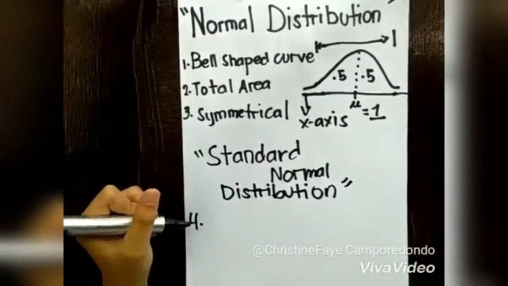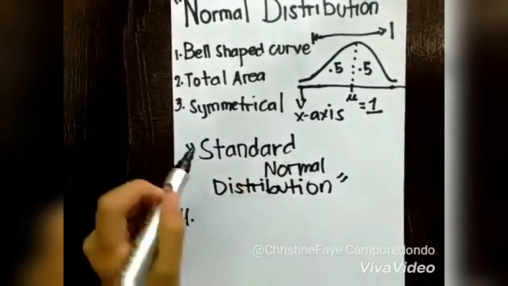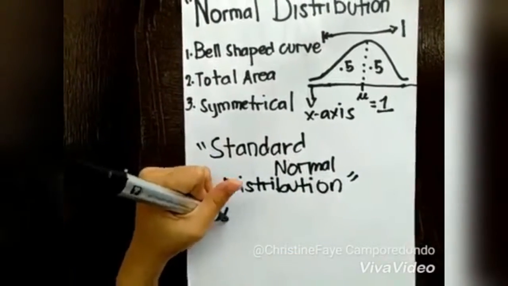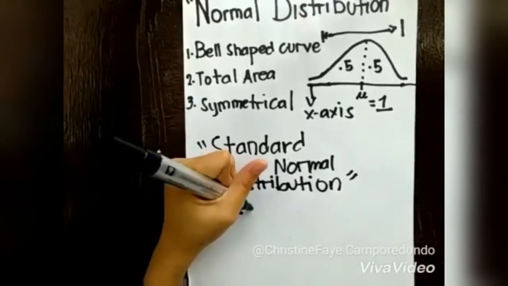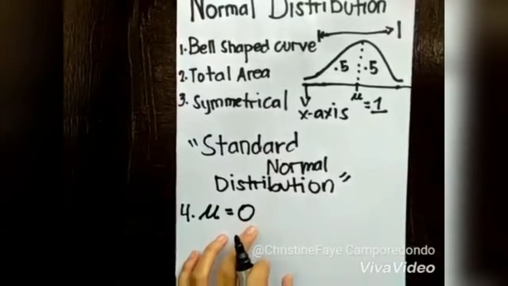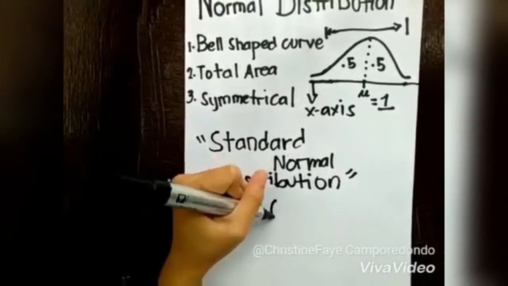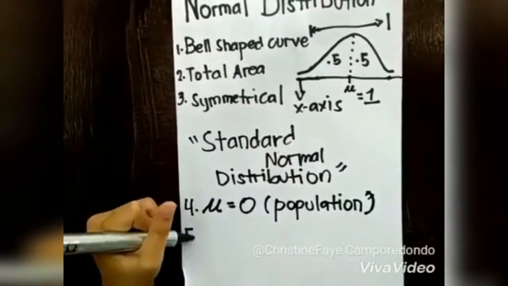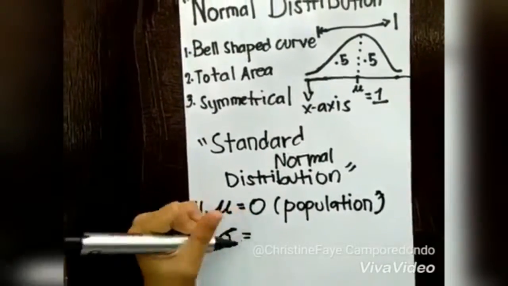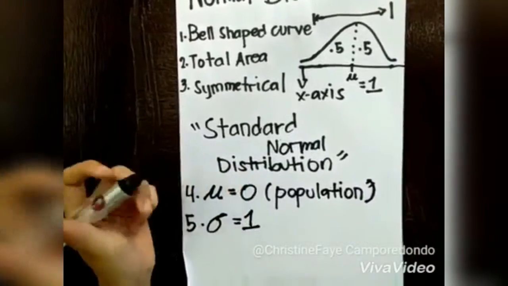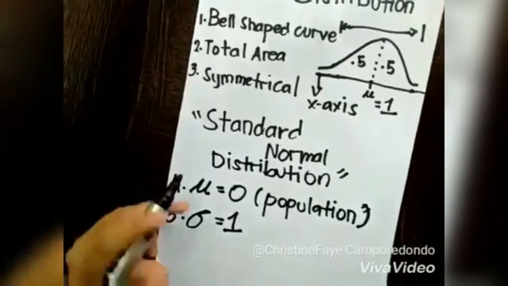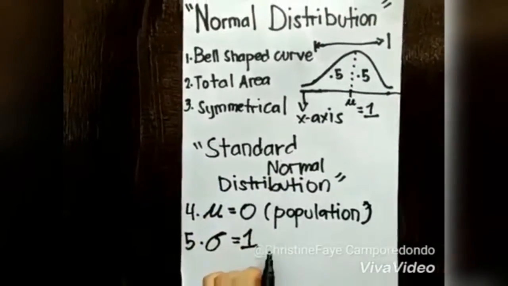There are two things that should come to your mind when you hear the word standard normal distribution. The first thing is the mu, which is the mean, and it is equal to 0. The mu or mean represents the population mean. The second thing is the sigma or the standard deviation. It is equal to 1. So the population standard deviation is always equal to 1.